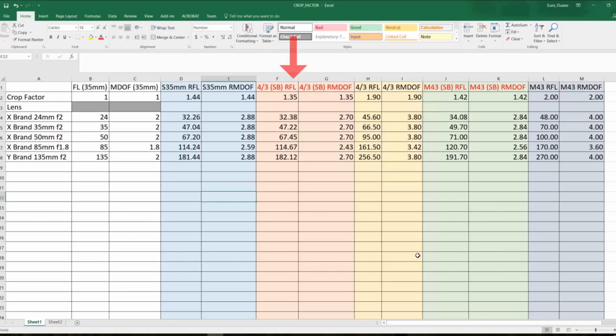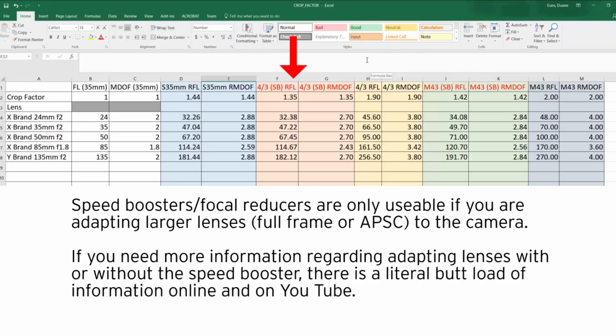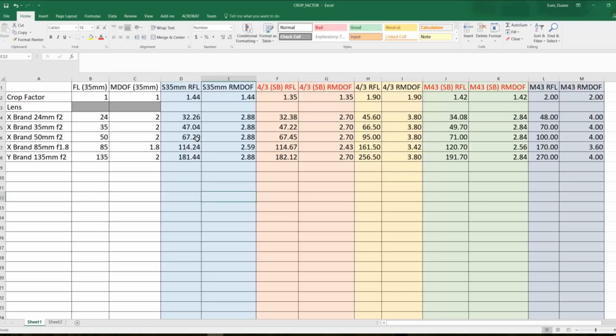I also have a 4/3 with a speed booster, relative focal lengths, etc. Okay. I've also got micro 4/3 with and without speed boosters. So if you want to see how it relates maybe to your GH5 or another micro 4/3 camera that you've been using, then you can know. Okay, let's build this thing.